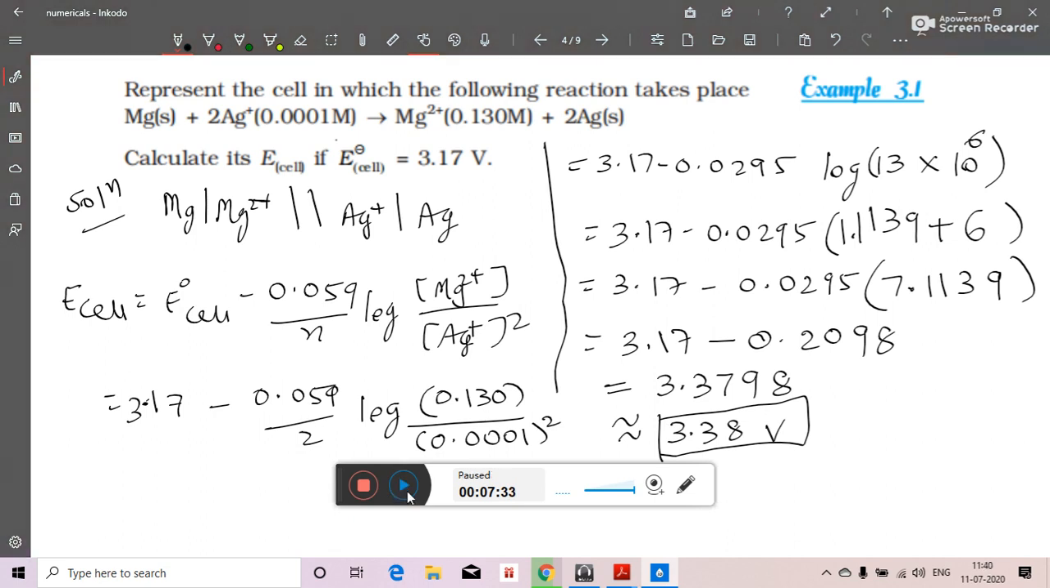Sorry, we have to subtract over here. On subtracting, you will get 2.96 volt. That is our answer.